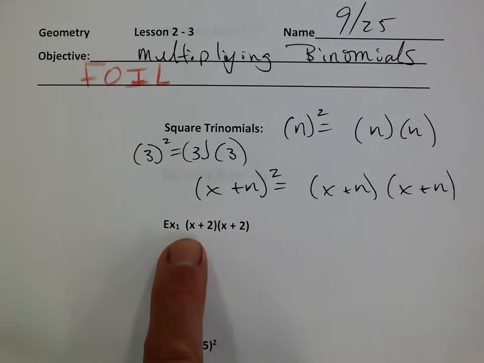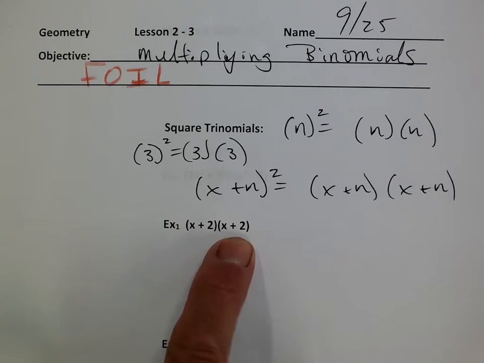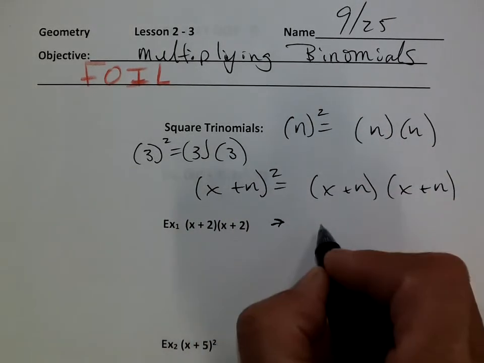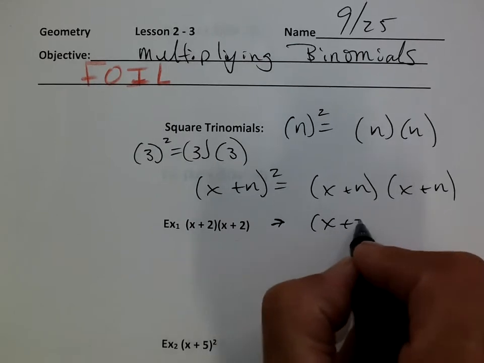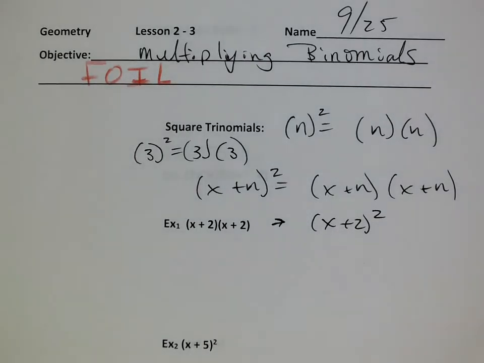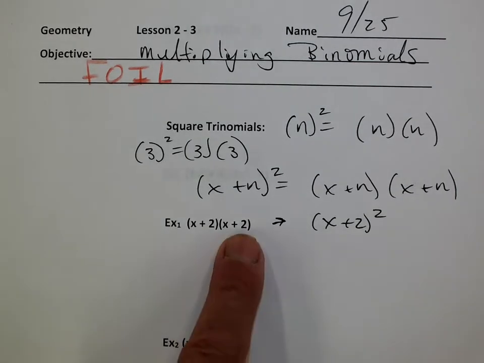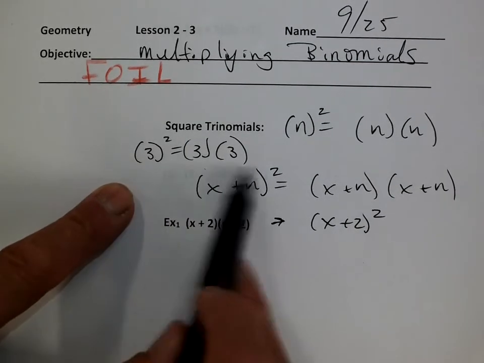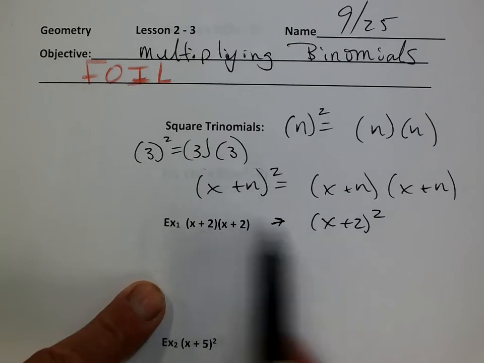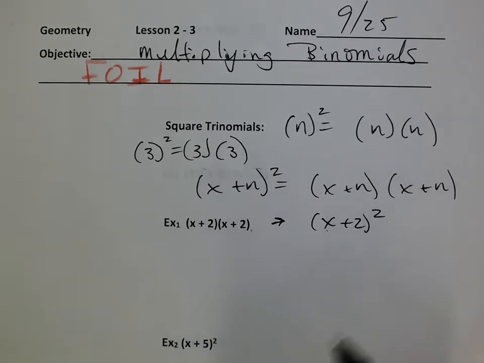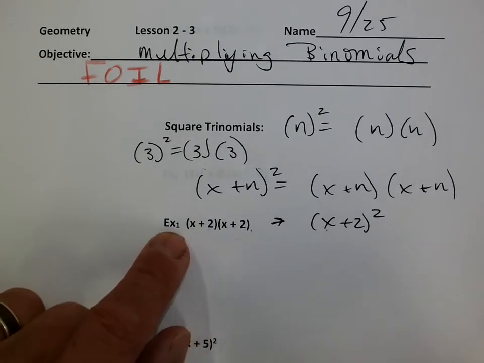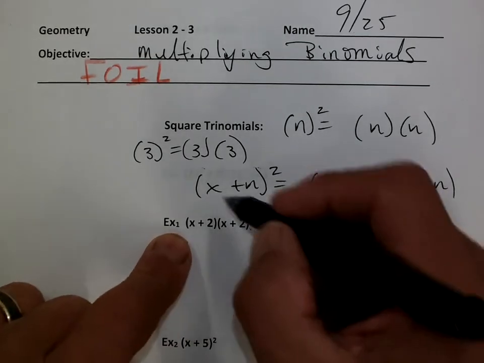Like example 1, x plus 2 times x plus 2. This is really the same kind of stuff we've been doing. Another way to write this is x plus 2 squared. But to do the problem, we want to write it as two parts. Just like 3 squared is 3 times 3, we write this as x plus 2, x plus 2. So let's multiply it like we did yesterday.